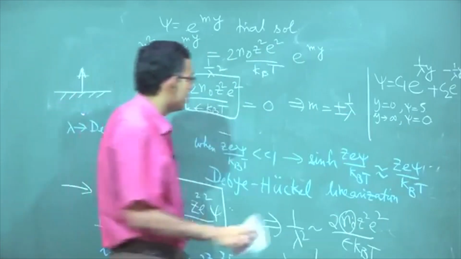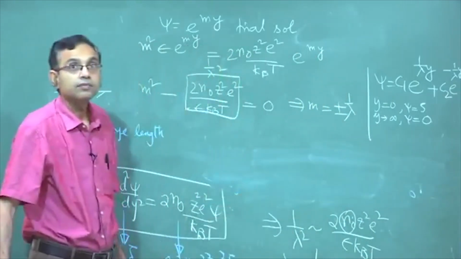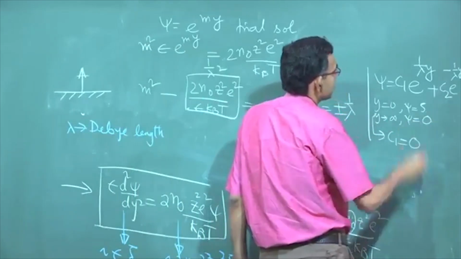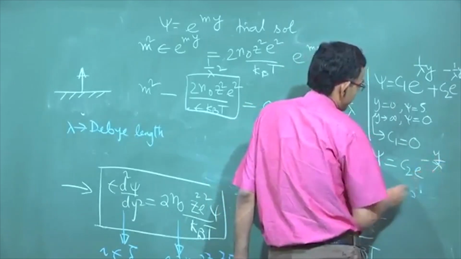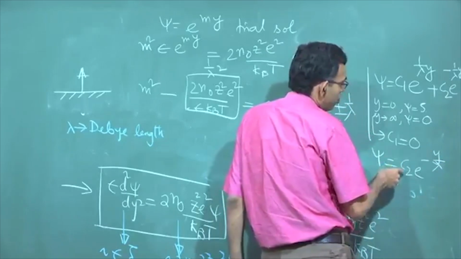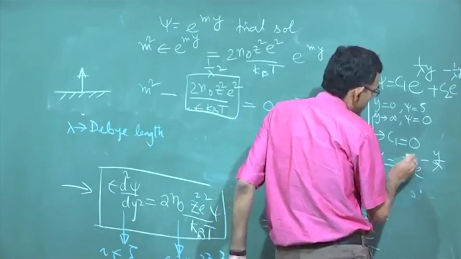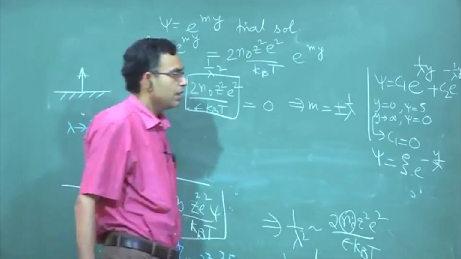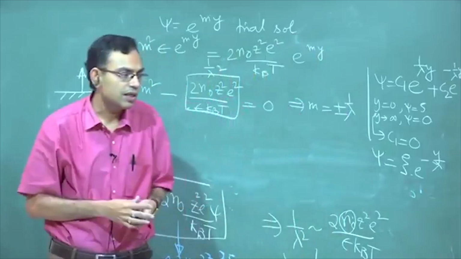So at y tends to infinity psi equal to 0, this will give you C1 equal to 0. So psi is equal to C2 e to the power minus y by lambda, and at y equal to 0 psi equal to zeta, that means psi equal to zeta into e to the power minus y by lambda. So it is an exponential decay of the potential, but if it is a channel, the boundary conditions will be different. If it is a closed channel, accordingly the solutions will be different.